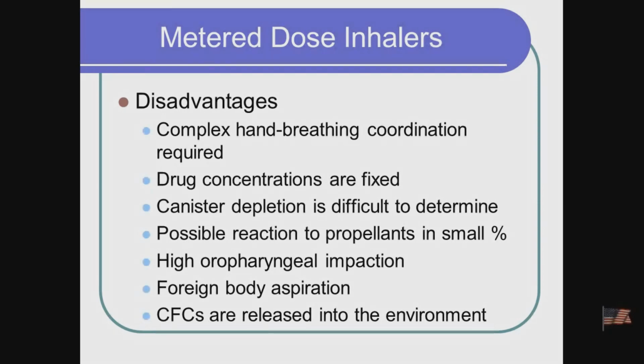Talking about a patient who perhaps has some learning disability, somebody who's aged, somebody who has, like I said, arthritis, whole different story. Other disadvantages: drug concentration's fixed. I can't increase or decrease the amount of dose like I can with some other delivery mechanisms. Canister depletion is difficult to tell.